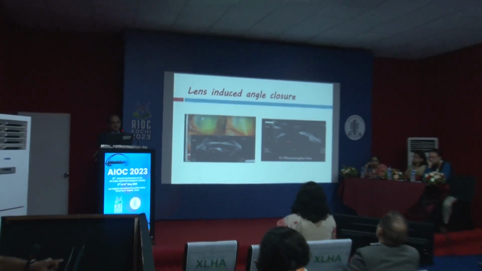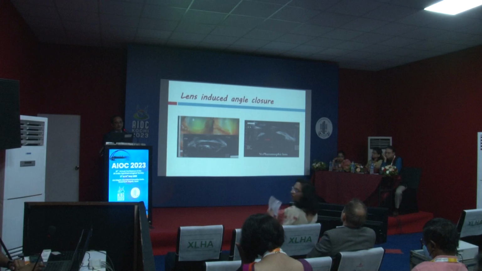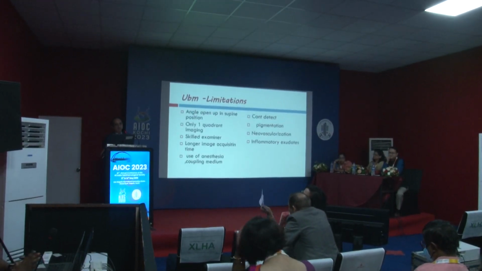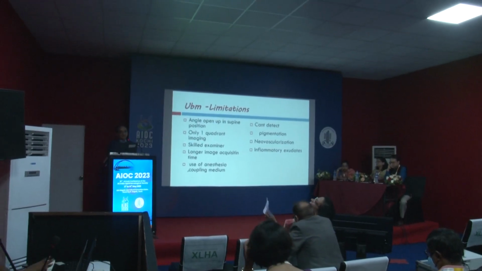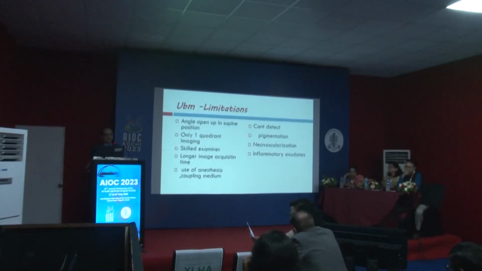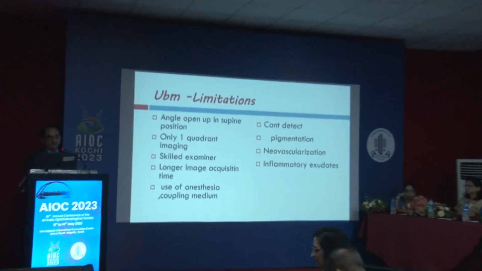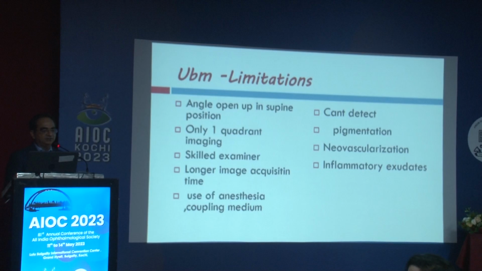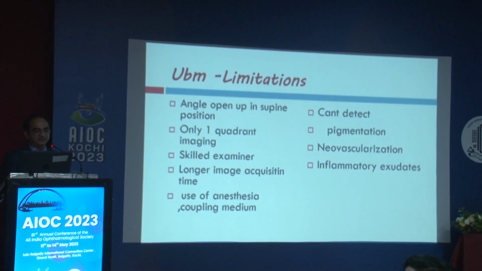In this case of lens-induced angle closure, you can see the phacomorphic lens clearly visible by this method, but it has limitations. Angles open up in the supine position, only one quadrant is imaged, it needs a skilled examiner, and it cannot detect pigmentation, neovascularization, and inflammatory exudates.